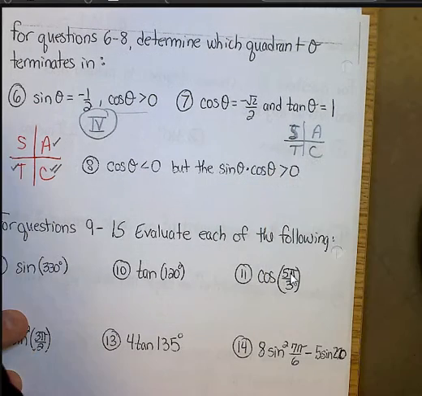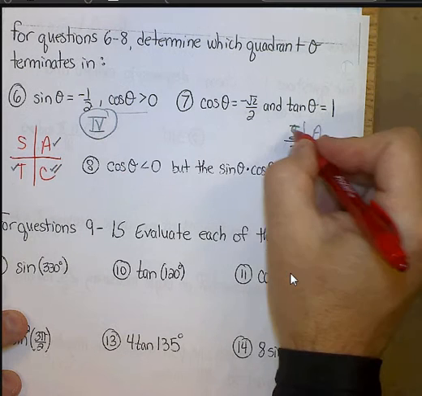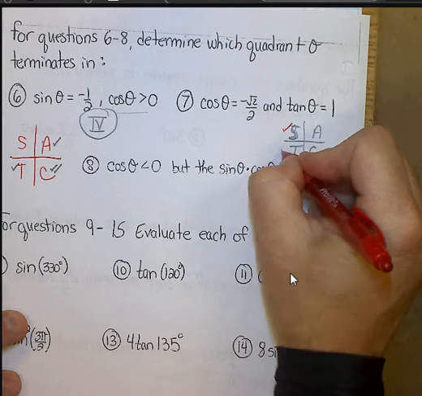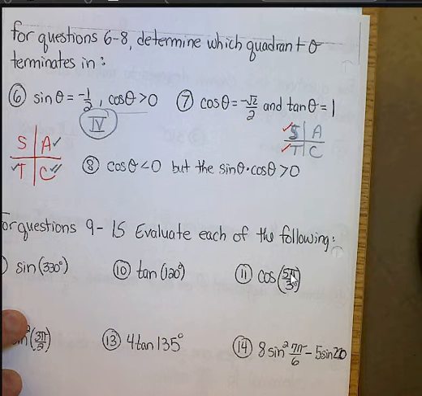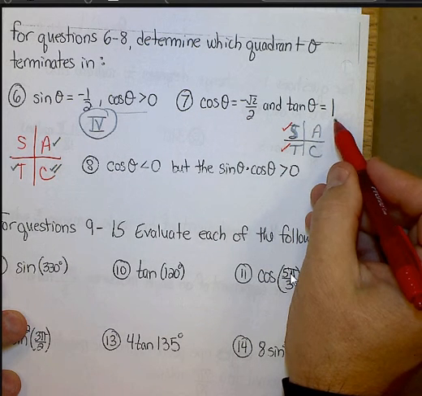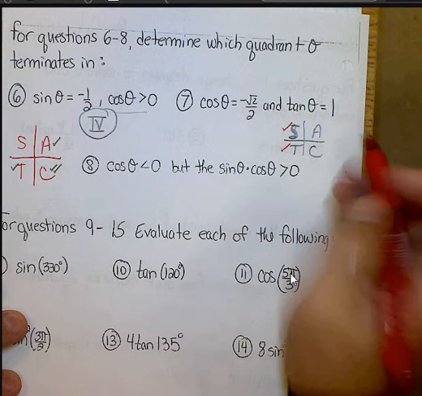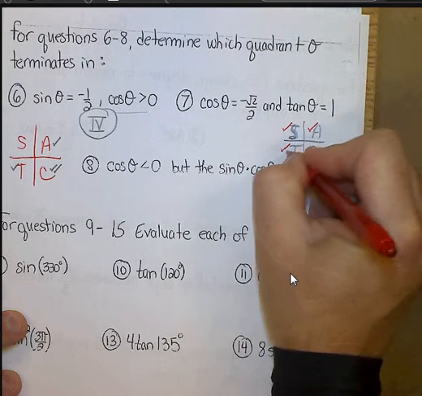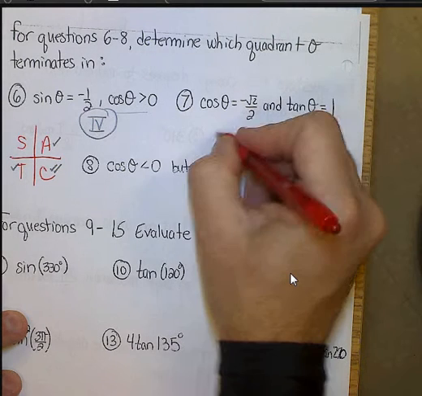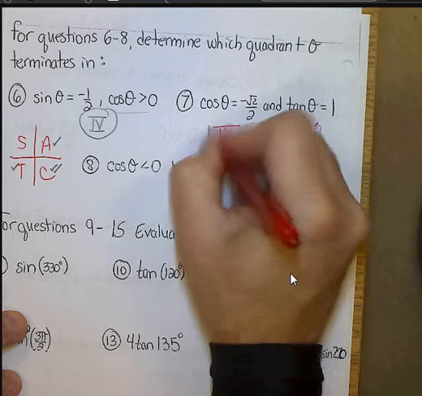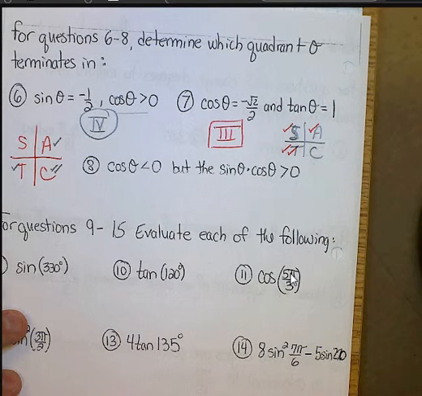In question number 7, again, ASTC. It says that the cosine is negative. Well, the only places the cosine could be negative are quadrants 2 and 3. But it says tangent of theta is equal to 1. That's a positive number. The only places tangent's positive are quadrants 1 and 3.